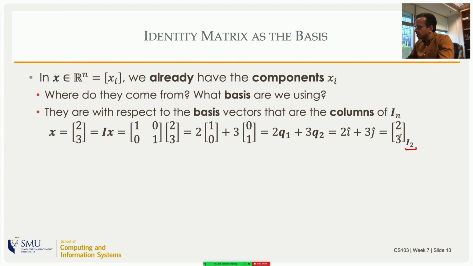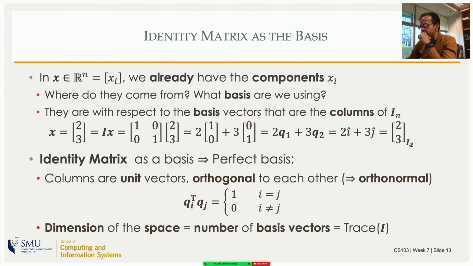So the components 2, 3 that I have for this vector actually come from the identity matrix, and you can explicitly state it by putting that subscript I if you want. But nobody does that. So it's a perfect basis. It's the best possible basis that you can have because the columns are unit vectors orthogonal to each other. They're orthonormal. So we can write that in one simple mathematical statement: Qi transpose Qj, that means Qi dot Qj, is 1 when i is equal to j, and 0 otherwise. That is the orthogonality and normality conditions in just one statement.